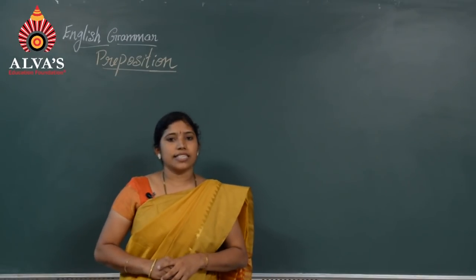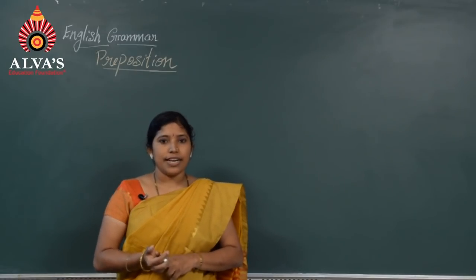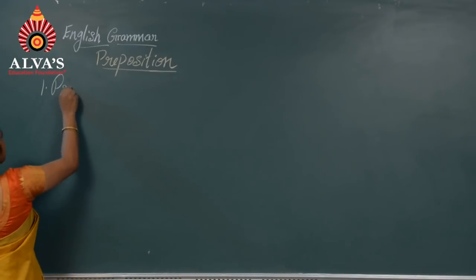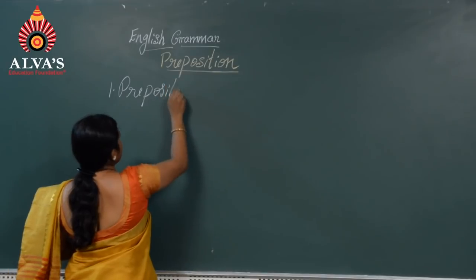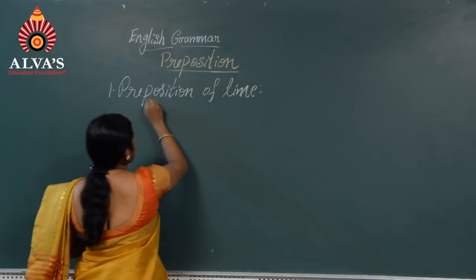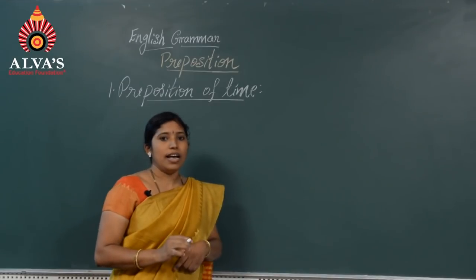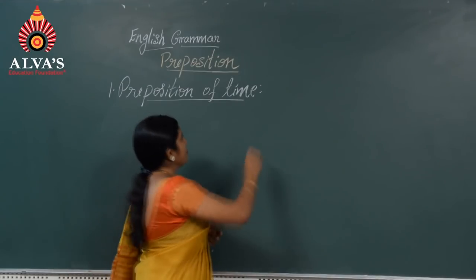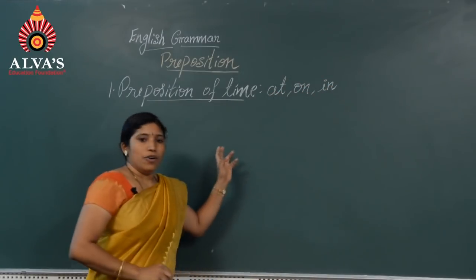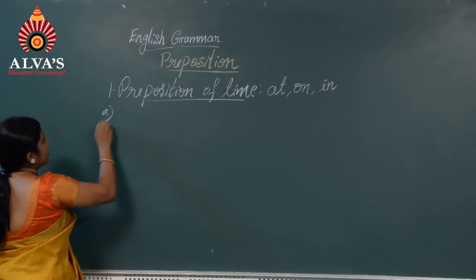In today's class, let us discuss 2 types of preposition. They are preposition of time and preposition of place. Now, we shall begin from preposition of time. The most frequently used prepositions relating to time are at, on and in. We shall begin from at. What are the functions of the preposition at?